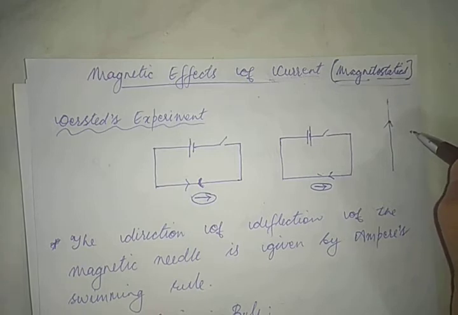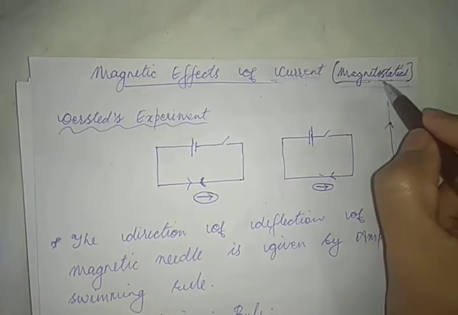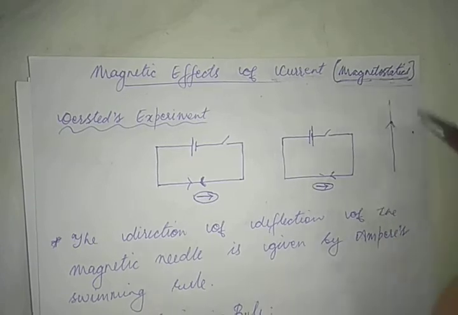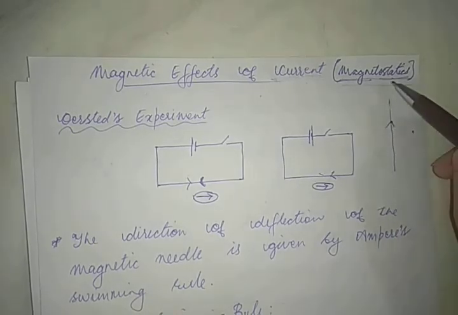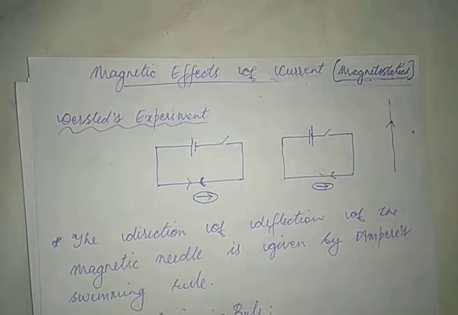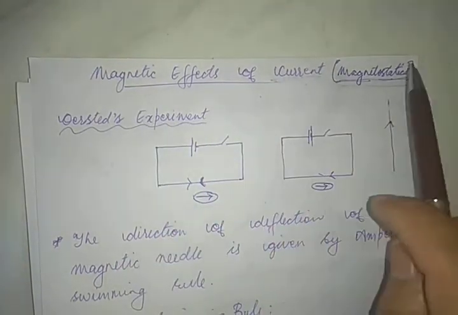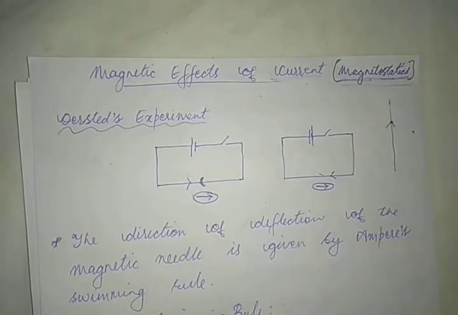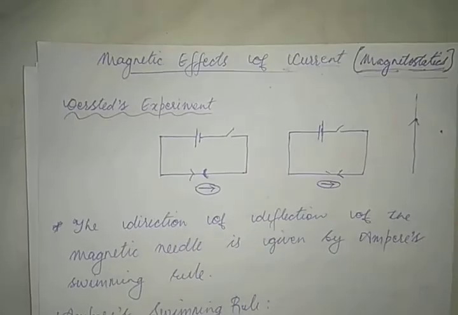This is the reason why it is called magnetostatics, because this constant current is going to produce the same or constant magnetic field. That is why it is also called magnetostatics, remember. So in magnetic effects of current or magnetostatics, we are only going to discuss cases where constant current is flowing through a conductor, remember.